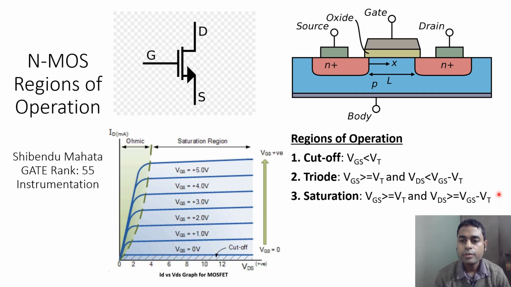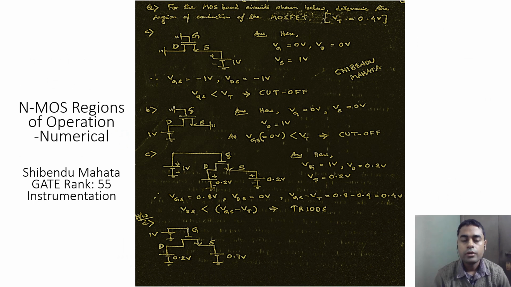So this is something we have to keep in mind if we are to solve any question related to identifying the region of operation of the MOSFET. So let us look at some problems on how we can find out the region of operation of the N-channel MOSFET. In this question, the threshold voltage is 0.4 volt, and our objective is to find out, given these voltage conditions applied to the drain terminal, source terminal, and the gate terminal, whether the N-MOSFET is in cutoff region, triode region, or saturation mode.